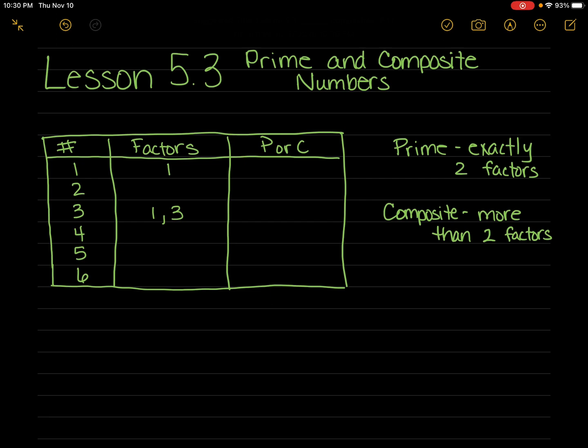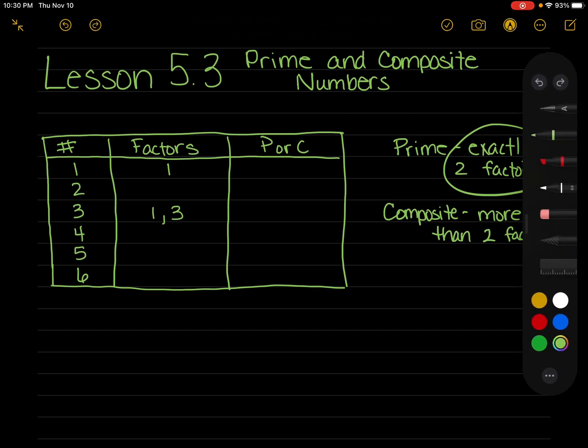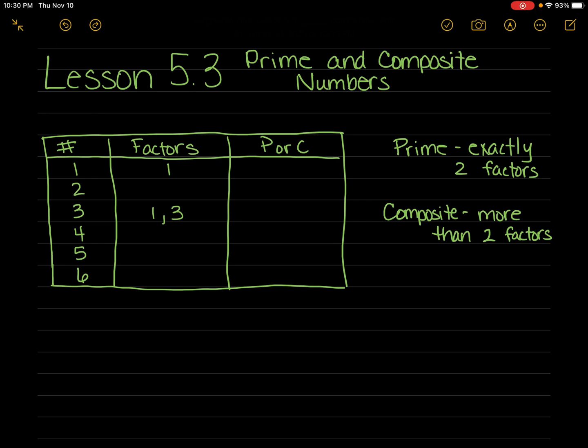Okay, well, let's start with the number 1. If 1 has only 1 factor, does it fit here, exactly 2 factors, or fit here, more than 2 factors? Hold on, I gotta erase both of those little circles. No, it doesn't work with either one of those. So 1 is neither. It is not prime or composite. Now the rest of the numbers 2 through 1,000,000 are either prime or composite, but not 1. 1 is neither one of those because it does not meet the definition of either one.